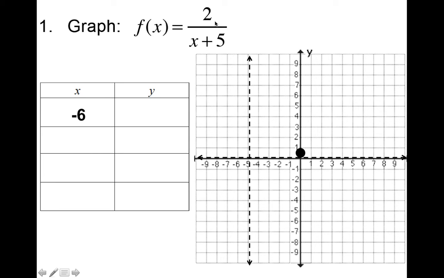If you plug in negative 6, you get 2 over negative 6 plus 5. Well, negative 6 plus 5 is negative 1. So it's 2 divided by negative 1, which is negative 2. So we're going to plot this point at negative 6, negative 2.